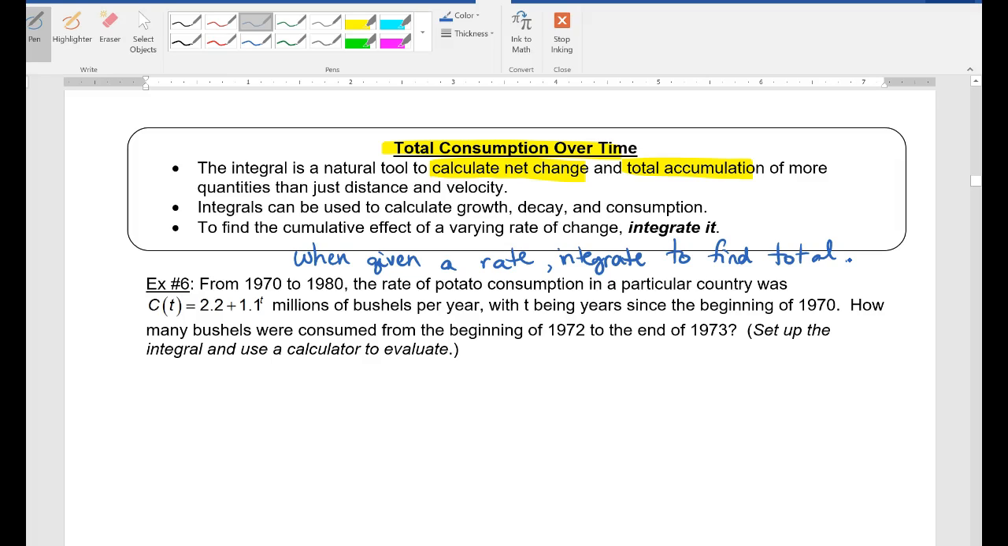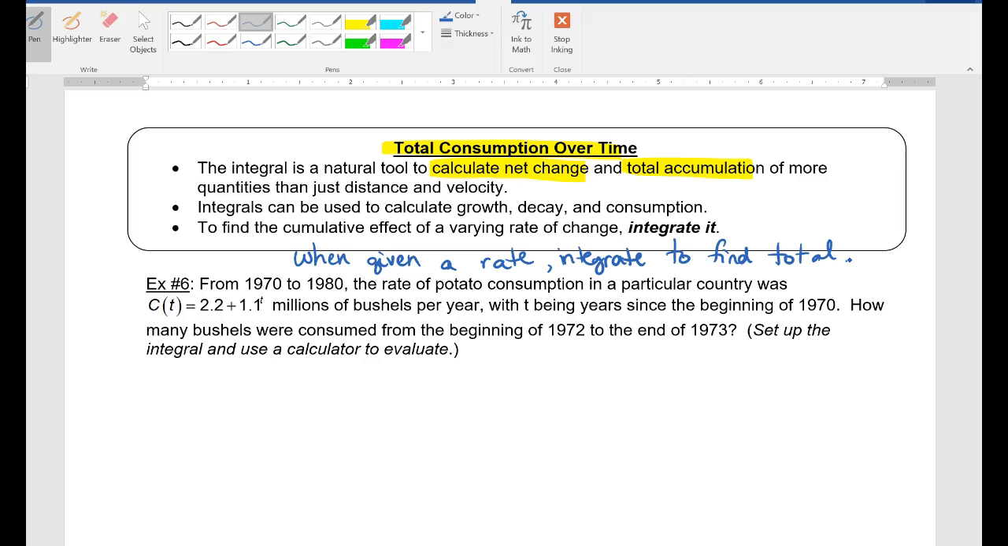From 1970 to 1980, the rate of potato consumption in a particular country follows this function, in millions of bushels per year. It's an actual unit of measure. But for a potato, how many potatoes are in a bushel? You can look it up. Every year somebody looks it up. This is an actual unit, a bushel. T is measured in years, beginning with 1970.